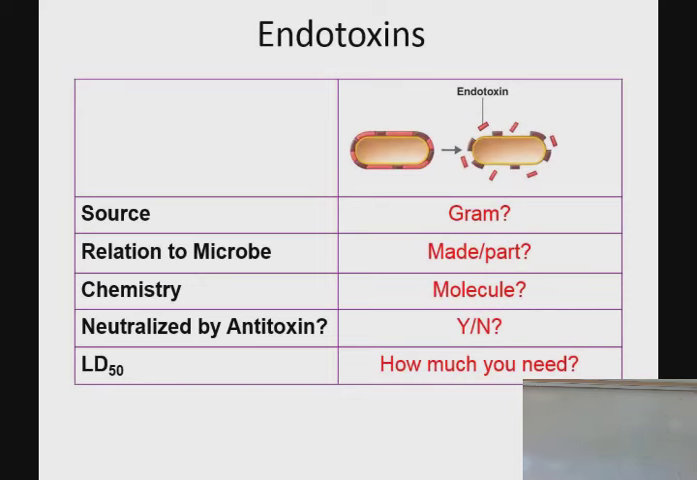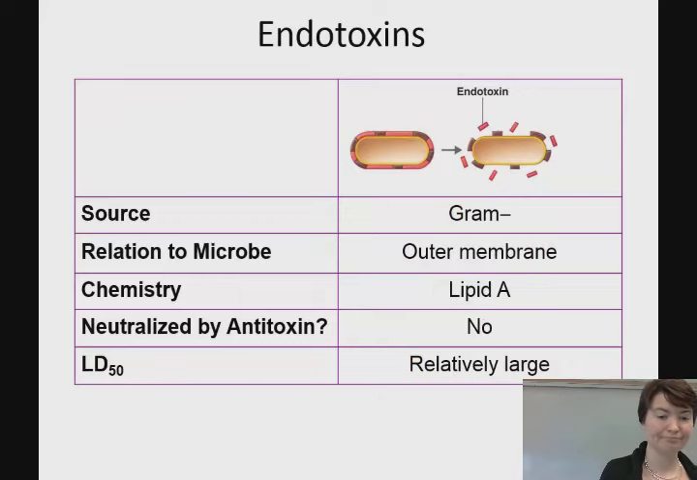Now, what is the relation of the endotoxin to the microbe? It's in the outer part of the cell wall. What kind of molecule is it? It's a lipid. Now, lipids are much harder for our immune system to detect. It's much harder to make an antitoxin, so they're not neutralized by antitoxins. Now, relative to exotoxins, is their LD50 higher or lower? It's much higher. Okay.